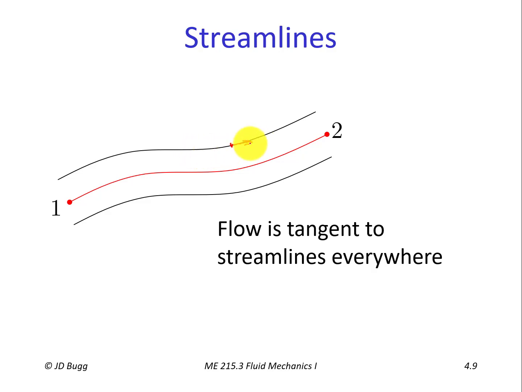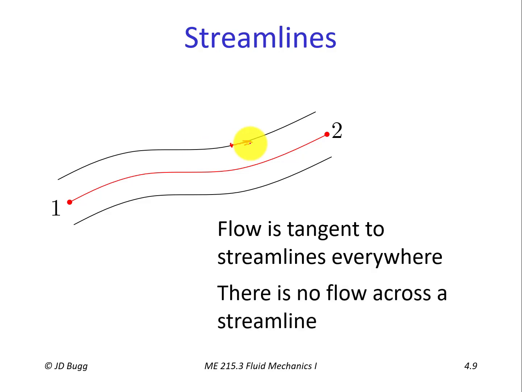Now, one consequence of that is that there is never flow across a streamline, because that contradicts the definition of a streamline, right? The flow is tangent to a streamline everywhere. That means the flow rate across a streamline is zero. There's never any flow across a streamline. So what we can do is use these streamlines to produce a type of control volume.